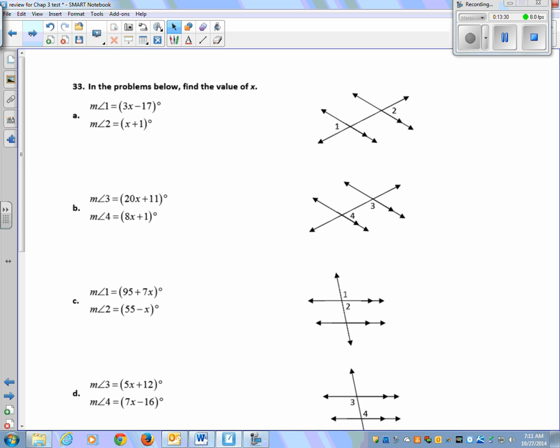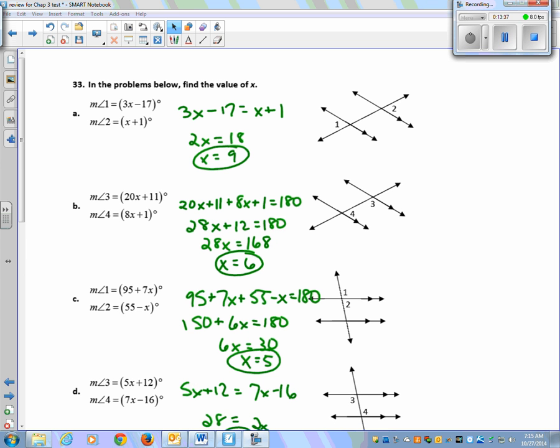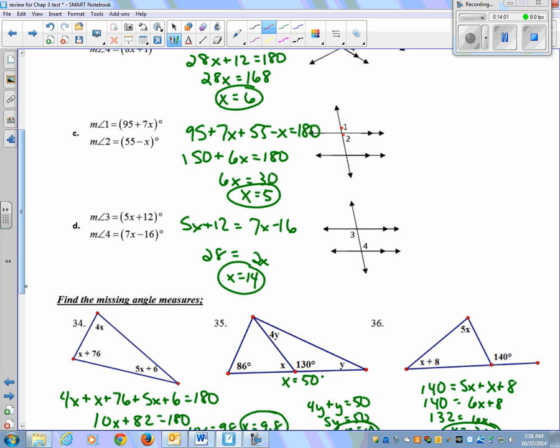Okay, in these problems, you're going to be finding the value of x. Come back and check your answers. Okay, so check these carefully. Value of x for part A, these would be set equal to each other because they are alternate exterior angles. Part B, they would add up to 180 because these are same side interior angles. Part C, these would add up to 180 because they are a linear pair. Part D, these would be set equal to each other because they are alternate interior angles.